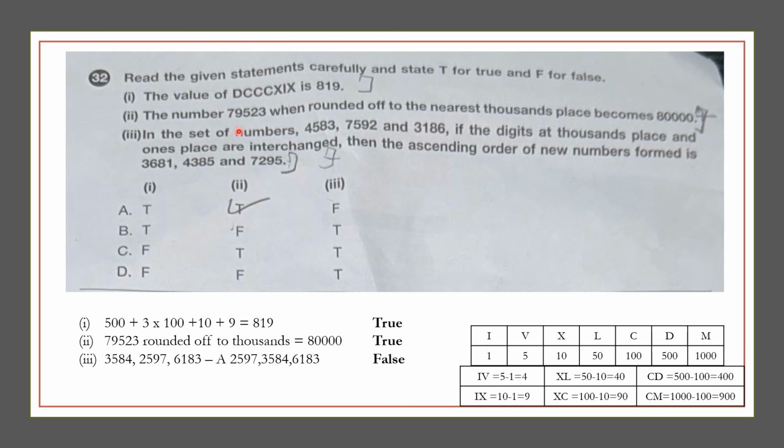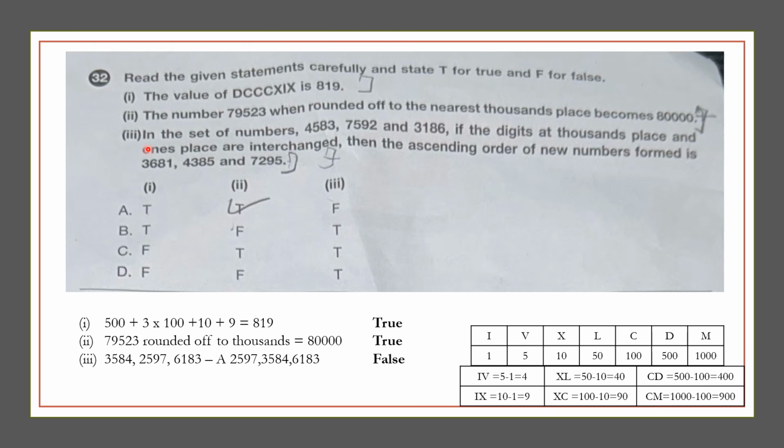2. The number 79,523 when rounded off to the nearest thousand place becomes 80,000. So we have to find the nearest thousand. So it is 9,523 and it is more than 500, so it will become 10,000. So the total will be 80,000. So 79,000 and then it will become 80,000. So this statement is also true.